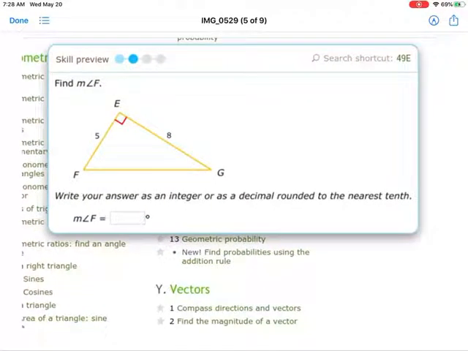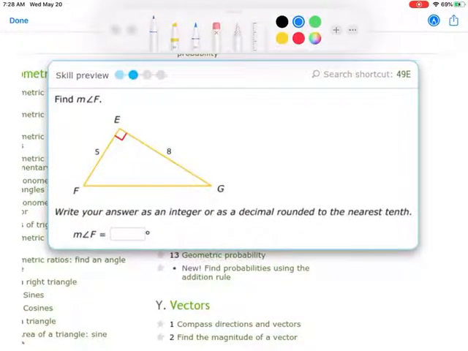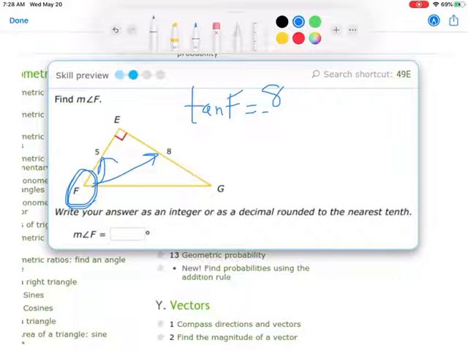Find the measure of angle F. All right, here we go. There's angle F right there. And we have the opposite and we have the adjacent. Opposite and adjacent, that's the tan function. So tangent of F. Hopefully these don't seem too redundant after a while. Tangent of F is equal to opposite over adjacent. So to solve for the angle, you do inverse tangent, opposite over adjacent.